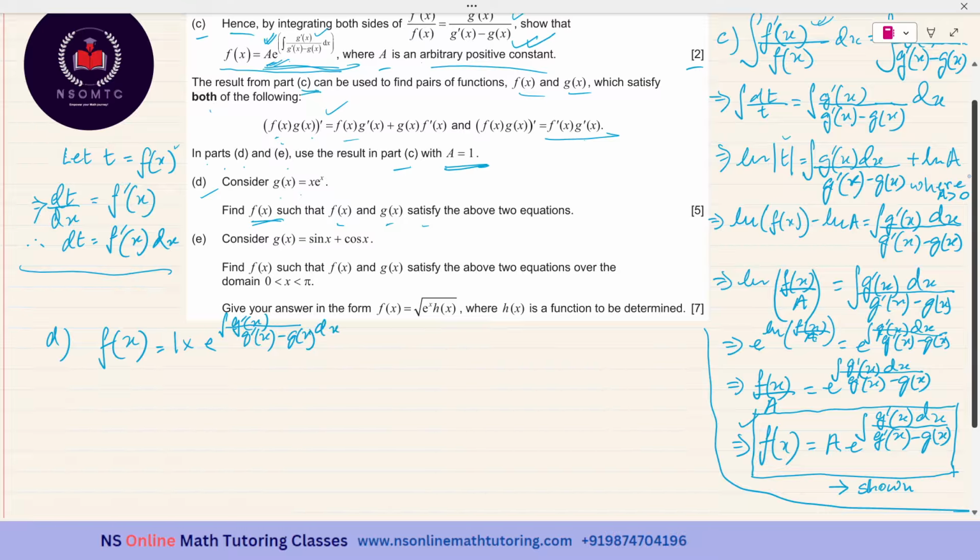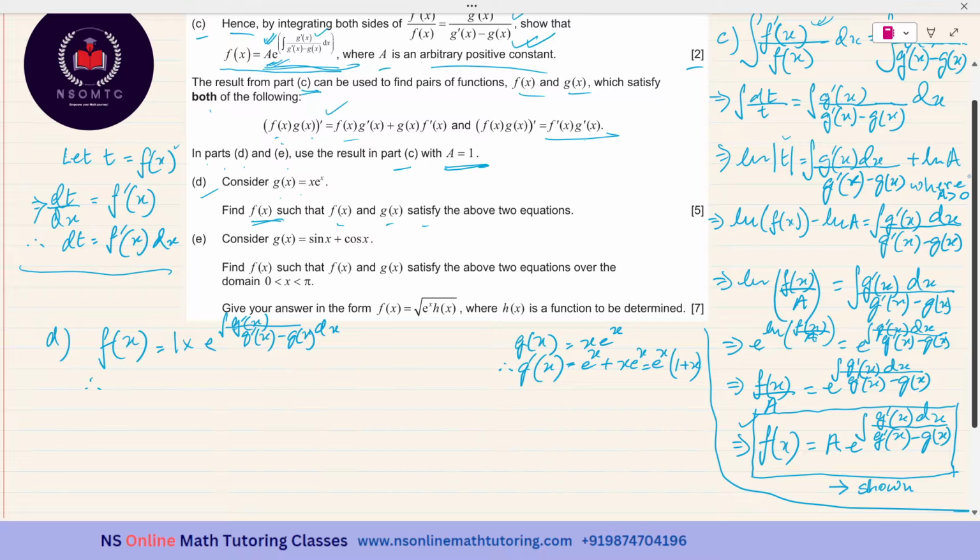And g of x is equal to x times e to the power of x. Therefore, g dash x is equal to, we have to use the product rule. First I am differentiating x, so it is e to the power of x, and now I am differentiating e to the power of x, so it is x times e to the power of x. So I can write this as e to the power of x times 1 plus x, or x plus 1. So this is the expression for g dash x.